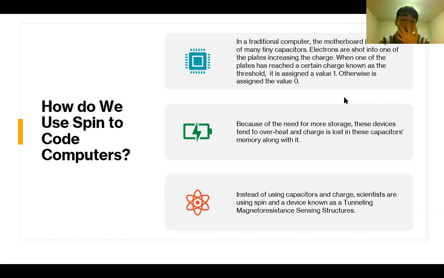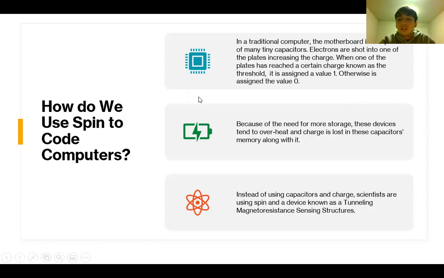Because of the need for more storage, devices tend to overheat, and the charge is lost within the capacitors, memory going along with it. If one of the capacitors' charges goes below the threshold, it loses its value and it goes from a 0 to a 1, or from a 1 to a 0.